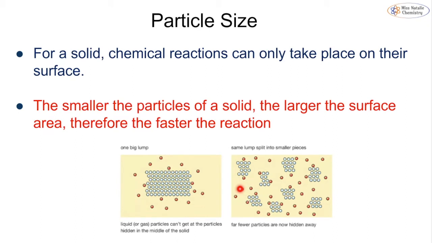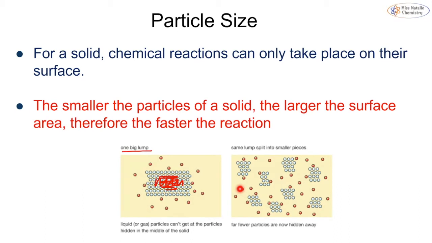For a solid, the chemical reaction can only take place at the surface. So you can see when we've got our big lump here that the red particles are hitting the blue particles, but all of these particles in the centre are not going to be touched. So they are not actually reacting, they are just sitting completely idle because they are hidden in the middle of the solid.